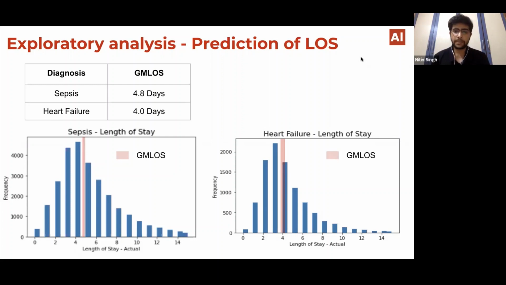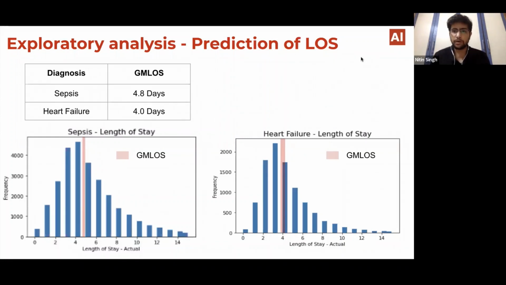So this is the problem statement here, where an early prediction will help. For a specific patient, if the number of days is much higher than the geometric length of stay, they would maybe give more attention to that patient, or there may be a way that they would change the diagnosis code itself to one with a higher geometric length of stay, right?